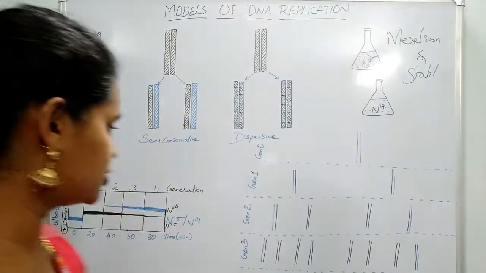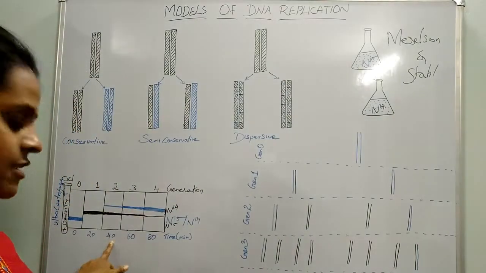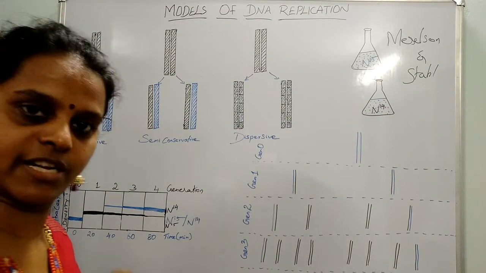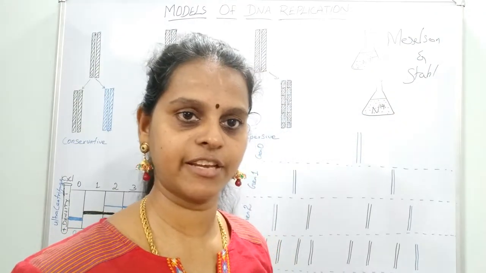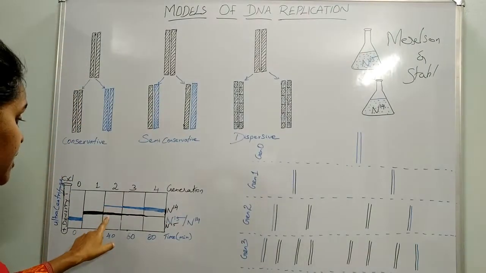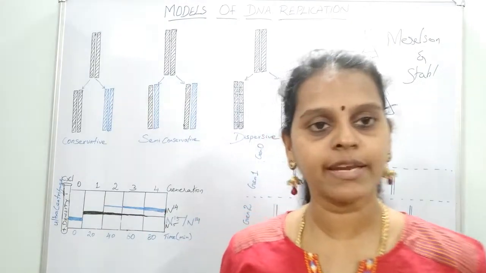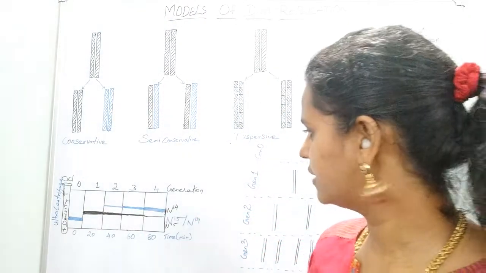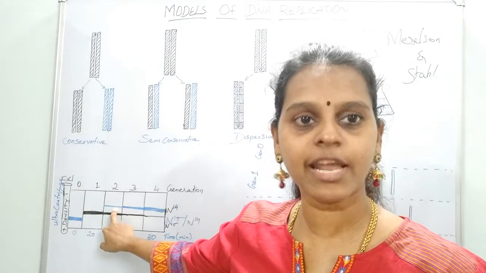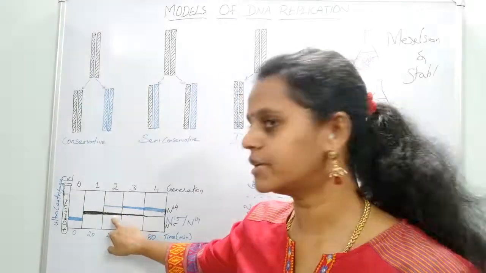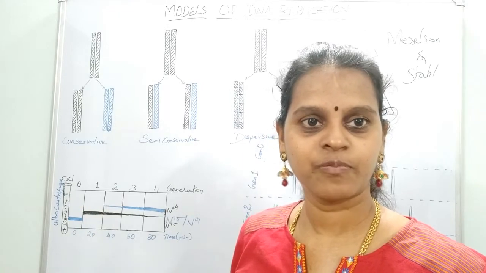They then analyzed the second generation. After 40 minutes, they harvested some of the cells, isolated the DNA, and went for density gradient centrifugation, in which they found two different bands: one in the intermediate, that is N14 and N15, and another in the N14 band. That means some of the DNA has completely N14 nitrogen bases, whereas some of the DNA has both N14 and N15 isotopes.